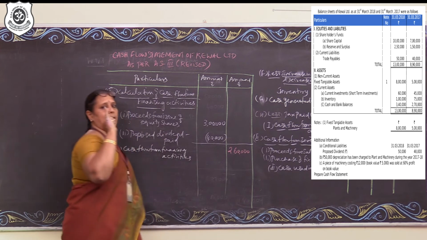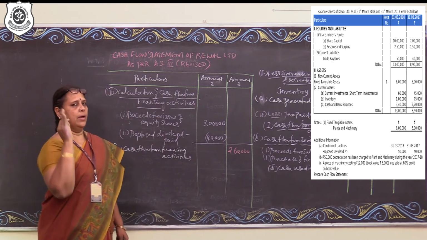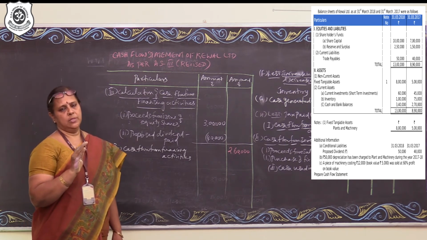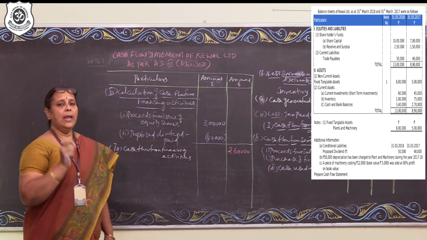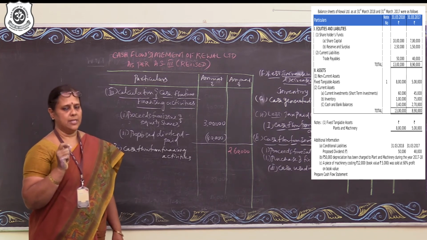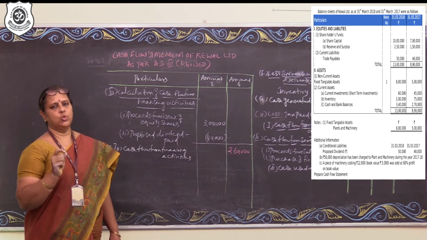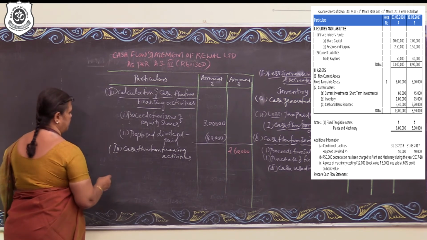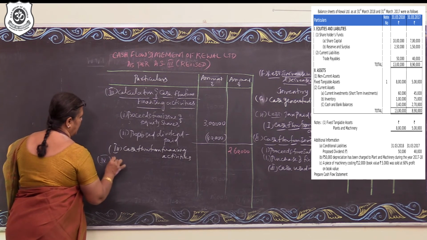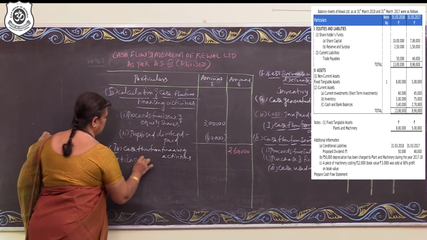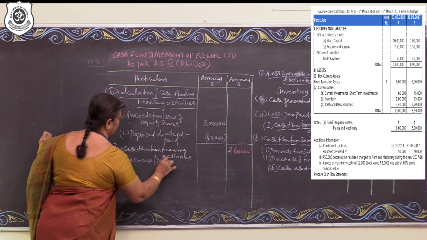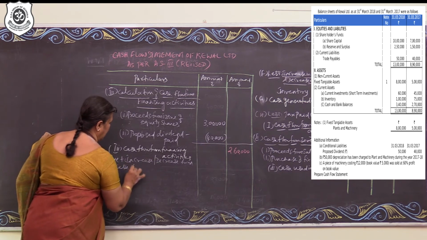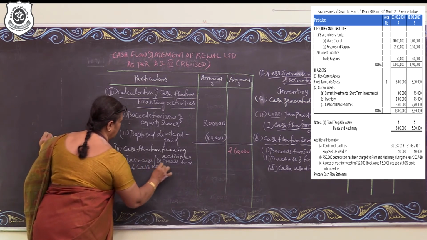So now we have calculated cash flow from operating activities, cash flow from investing activities, then cash flow from financing activities. The next step is to calculate net increase or decrease in cash and cash equivalents, which is nothing but 1 plus 2 plus 3. So, number 4, net increase or decrease in cash and cash equivalents.